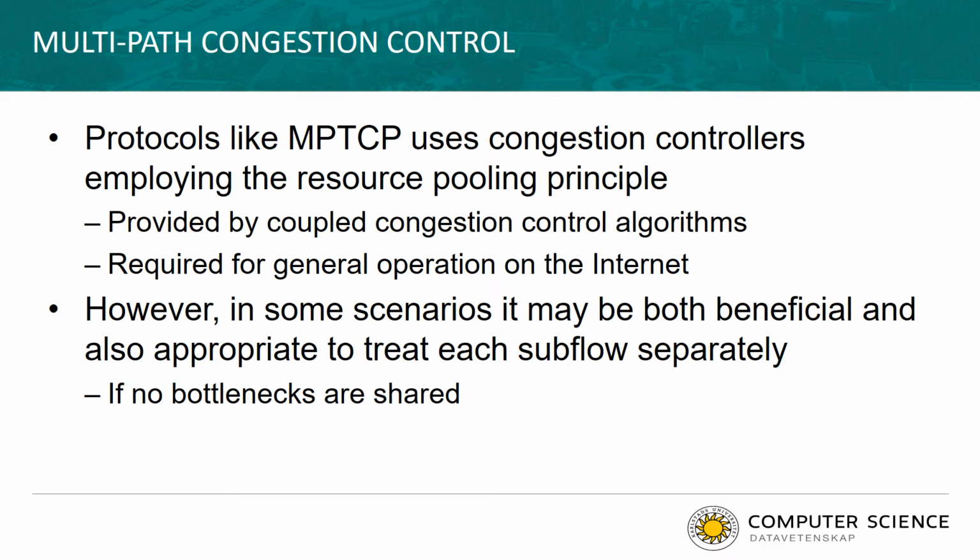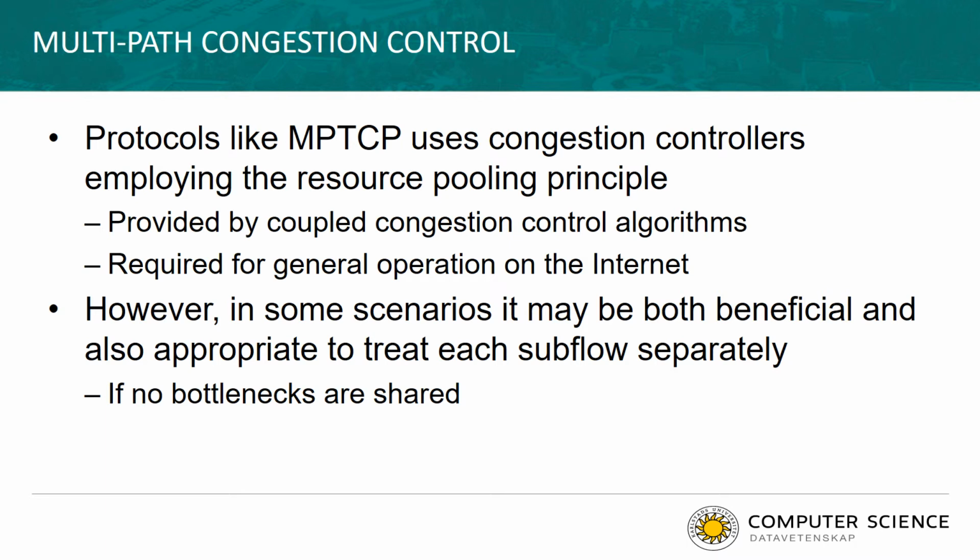Protocols like MPTCP use congestion controllers that build on the resource pooling principle. A congestion controller that builds on this principle uses a coupled congestion control algorithm. What we mean by that is that the congestion control algorithms operating on the individual subflows are coupled. So you don't increase your congestion window on the two paths independently. Instead, the increase is linked, and you increase it so that you treat the paths as a pooled resource.